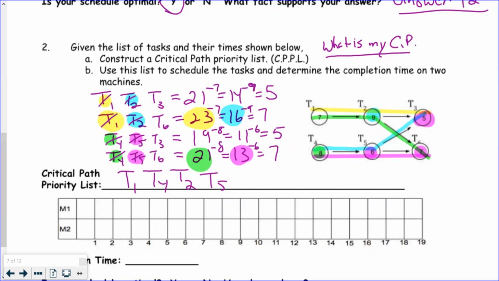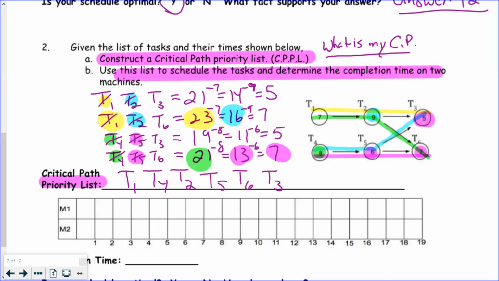And so now I know my biggest critical path is going to be T6, and that's what goes next. And then T3 is the last one. Guys, that is my critical path priority list. And now we're going to schedule it. So we did this. We constructed a critical path priority list. It's right here. And now we're going to use this list to schedule the task and determine our completion time on our schedule using two machines. That's the next step.